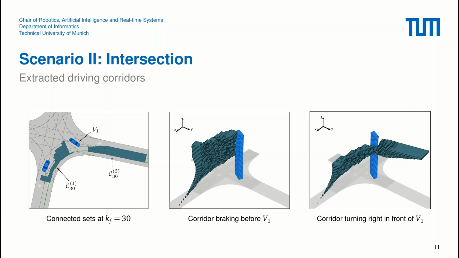At time step 30, we see that the drivable area is disconnected due to the turning vehicle V1 at the intersection. Thus, the drivable area exhibits two connected sets C1 and C2, each belonging to a separate driving corridor. The two driving corridors correspond to two different tactical decisions. With the corridor in the middle, the ego vehicle would brake in the middle of the intersection before vehicle V1. In contrast, the corridor on the right represents a maneuver where the ego vehicle would accelerate and continue turning right through the gap between V1 and the road boundary.